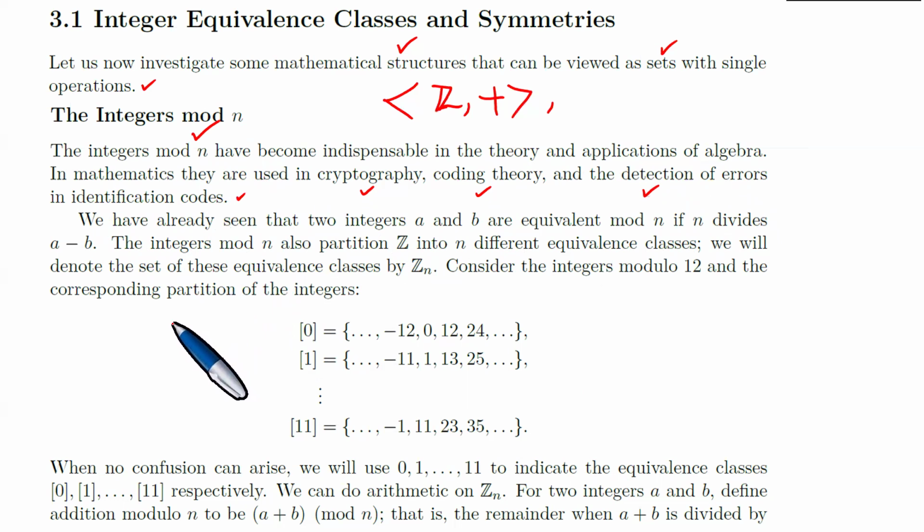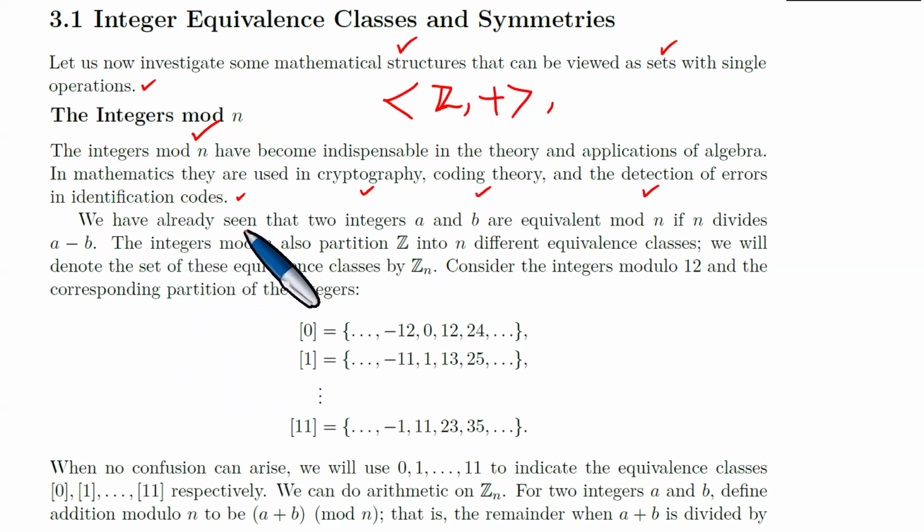Okay, we pause to reason this a little bit, to digest this, and to internalize what the author is saying here. In saying in mathematics, they're used in what? In cryptography, coding theory, and the detection of errors in identification codes. So we see that the integers mod n have found a lot of applications just in mathematics alone.